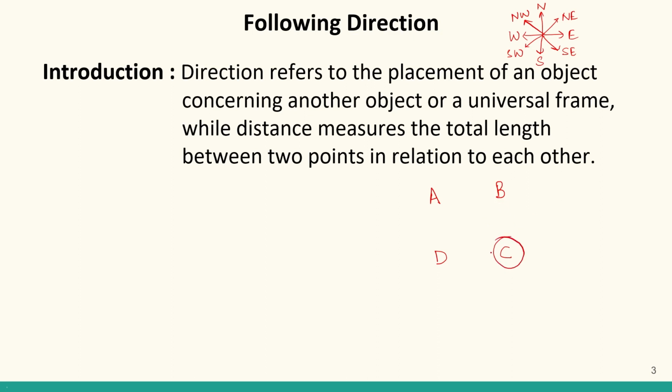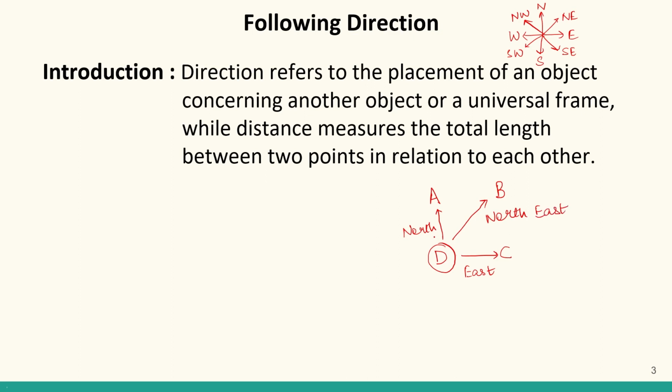Now with respect to C, B will be to the north of C because it is above C, right? D will be to the west of C. Similarly, A will be to the northwest of C. This is with respect to C. Now with respect to D, let us find out. With respect to D, A will be to the north of D. Similarly, C will be to the east of D and B will be to the northeast of D.